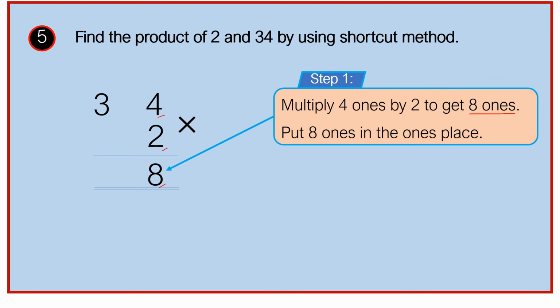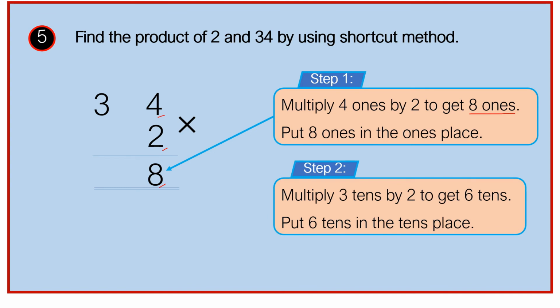Okay? Then after that, we go to step number 2. We multiply 3 tens by 2 and we get 6 tens. Then we put 6 tens in the space for the tens place. Okay? So altogether we get 68. Therefore, 34 times 2 equals 68.